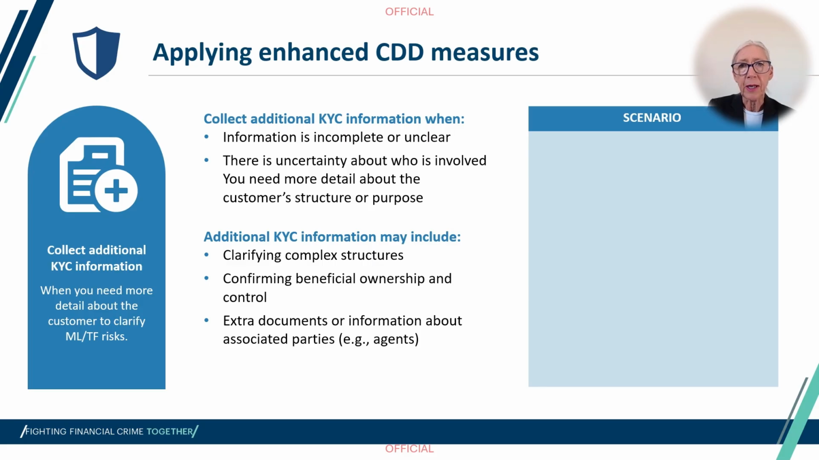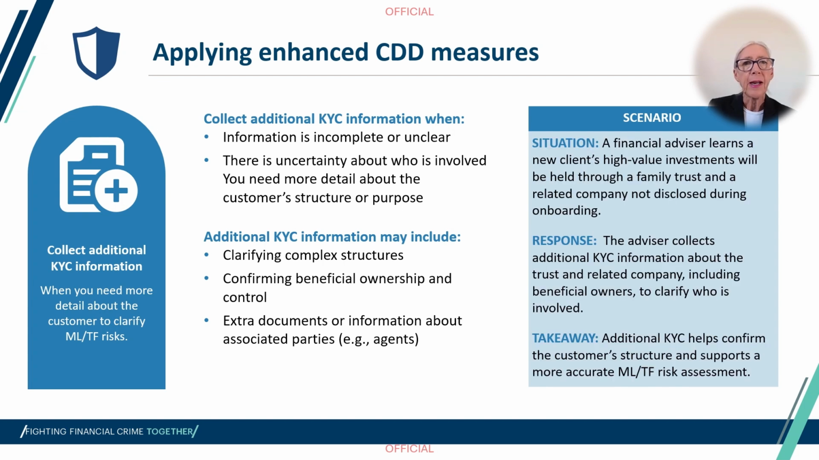You may also need information about the customer's reputation, additional identification documents, or information about linked parties, such as agents or representatives. For example, a financial advisor is onboarding a new client who wants help managing a portfolio of high-value investments. The initial KYC information suggests the client is investing on their own behalf. But during discussions, the advisor learns some assets will be held through a family trust and a related company that were not disclosed during onboarding.